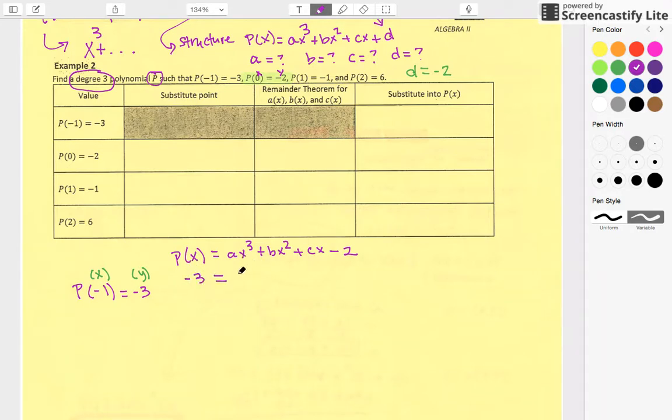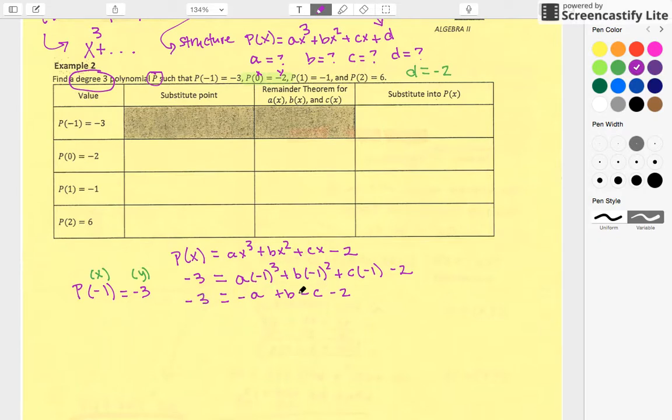And then we don't know what a is, but we know our input is -1. So we're going to substitute -1 into the equation, which is what I have here, plus c times -1 minus 2. So then we have -1 to the third power, which gives us a negative a, plus b, minus c, minus 2, and bring this down, -3.